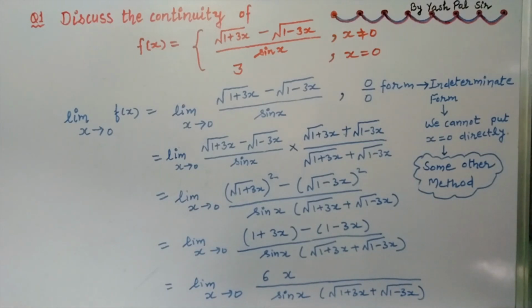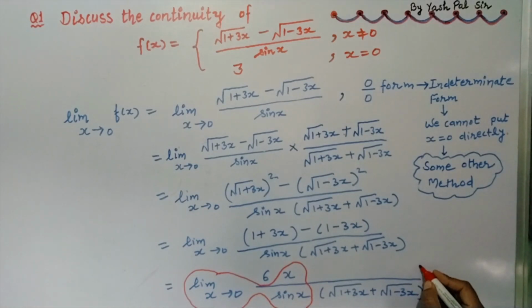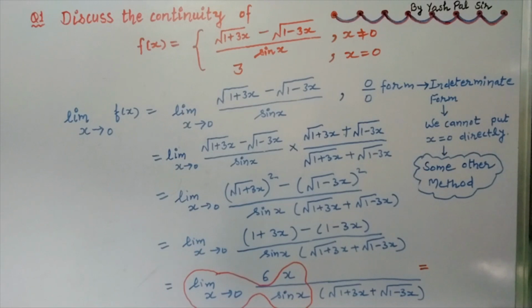This way. Now using the same standard result. What was the standard result? Limit x approaches 0, sin x upon x is equal to 1. So this value is 1. And the rest of the terms, what do we do?